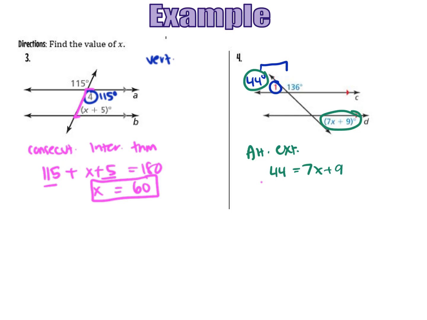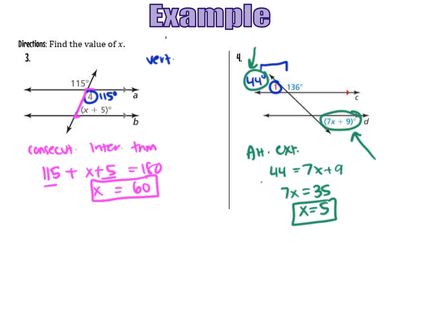So I can say that 44 is equal to 7x plus 9. If I subtract 9 on both sides, I'm going to get that 7x is equal to 35, which means that x is equal to 5. And I could double check that this works. 35 plus 9 is 44, and that is what it was supposed to be equal to.